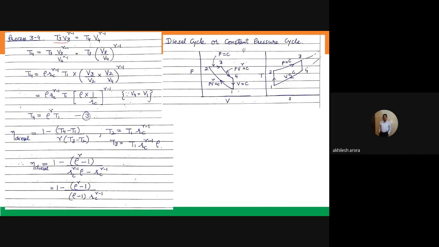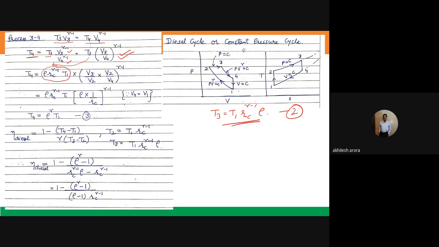So I can write T3 V3 raised to power gamma minus 1 is equal to T4 V4 raised to power gamma minus 1. And then I can write the value of T4 as T3 into V3 by V4, both raised to power gamma minus 1. It is written here. Now I can write the value of T3 from the previous equation number 2. So T3 was equal to T1 Rc raised to power gamma minus 1 into rho. So I can put this value of T3 here. It is equal to rho Rc raised to power gamma minus 1 T1.